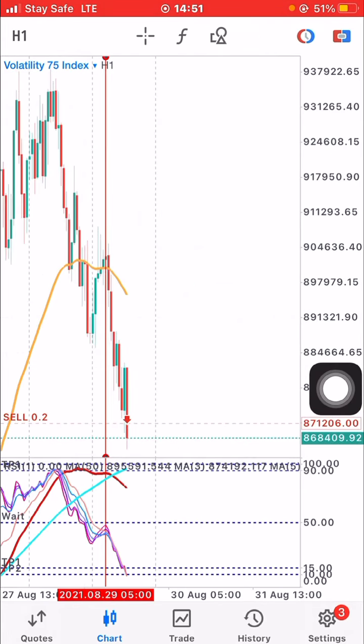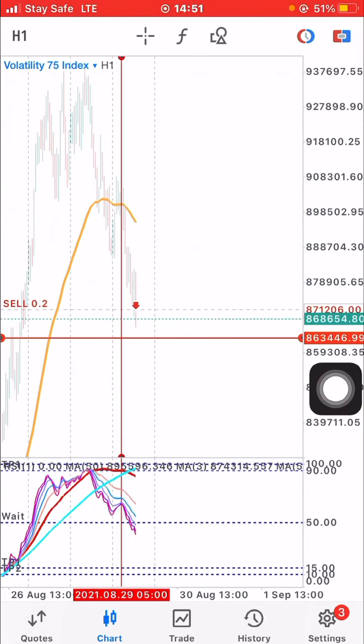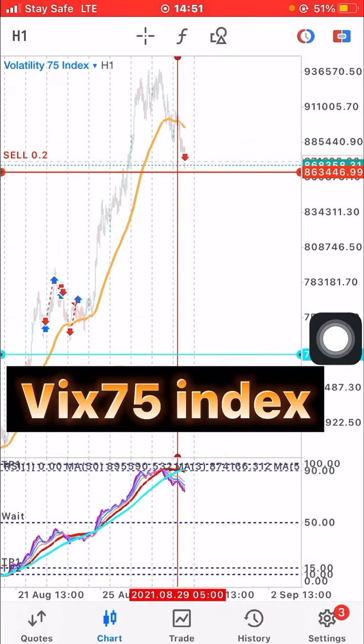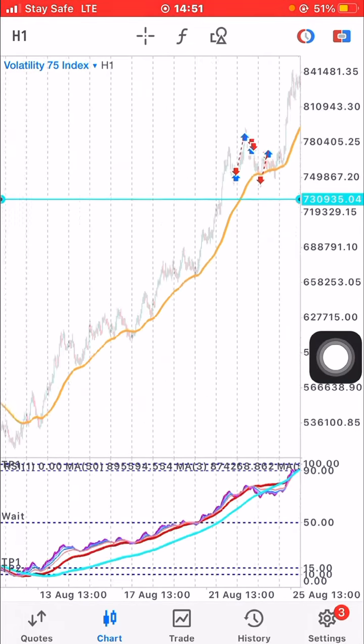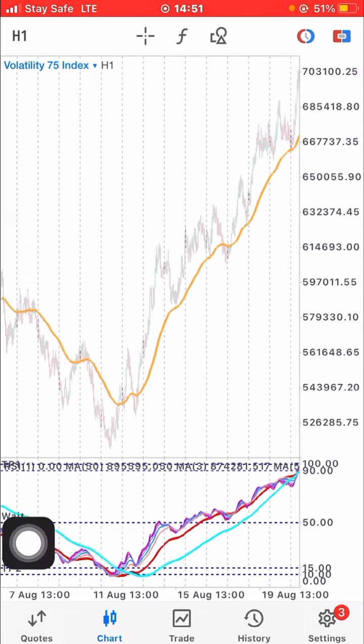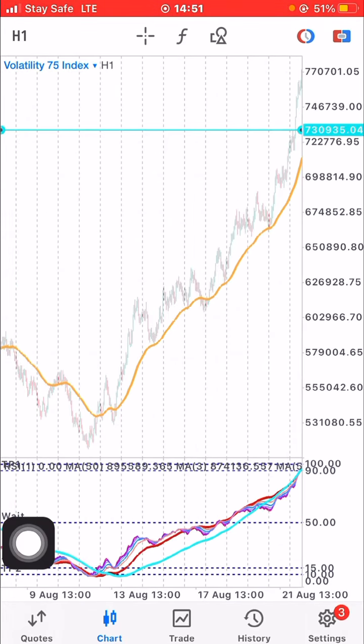So let's go back to our 1-hour chart. You can see this is the best strategy to trade Volatility 75 Index. You can see everything is intact. Those that have captured this swing have captured from here, and this is one of the best strategies I'm giving you on this channel.